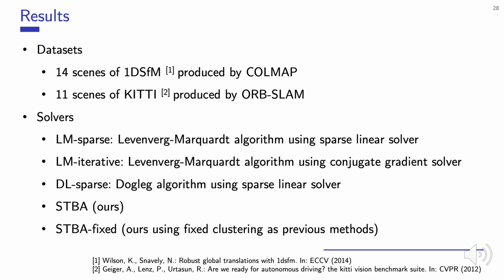We evaluate the solvers on an SFM dataset, 1DSFM, and the SLAM dataset, KITTI. We compare Levenberg-Marquardt algorithm with either sparse or iterative linear solver, as well as dogleg algorithm. Our method is called STBA, a self-comparison. We also compare with our method using fixed clustering.